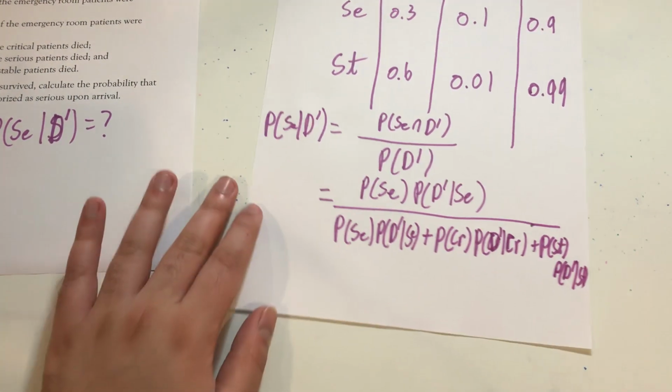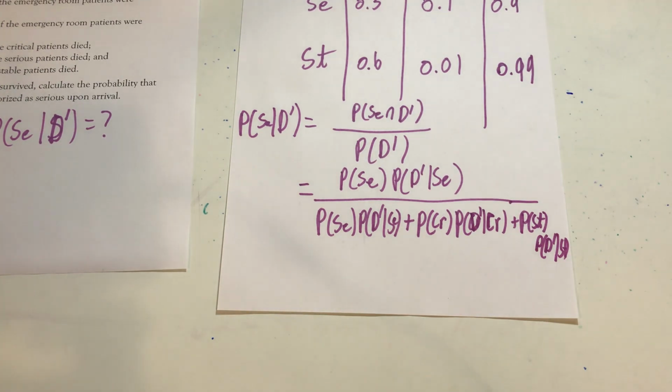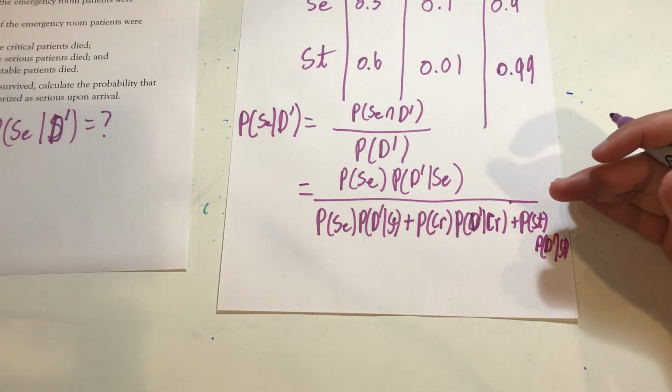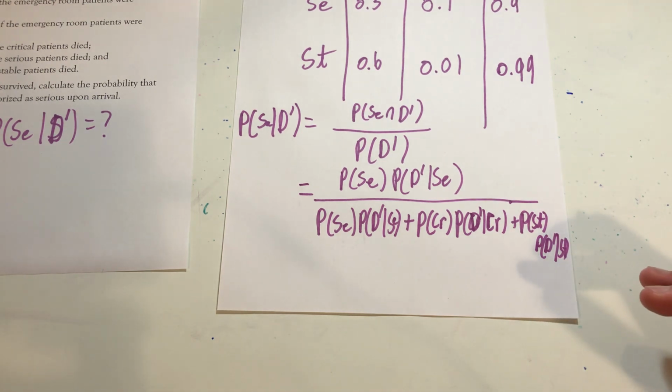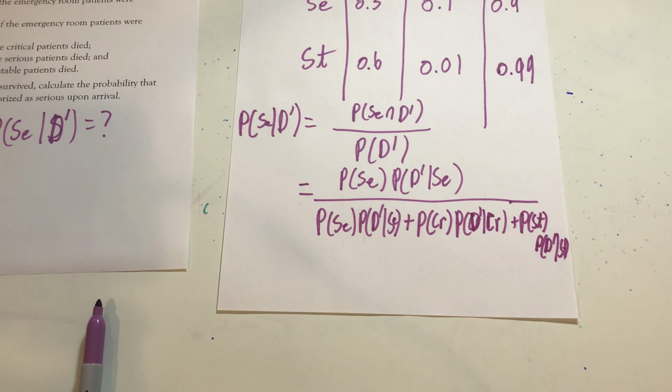All right, so that's just setting up a Bayes' theorem problem. I can't stress this enough. This is very basic. It's super important to know this. This is like first week of a probability course in undergraduate.